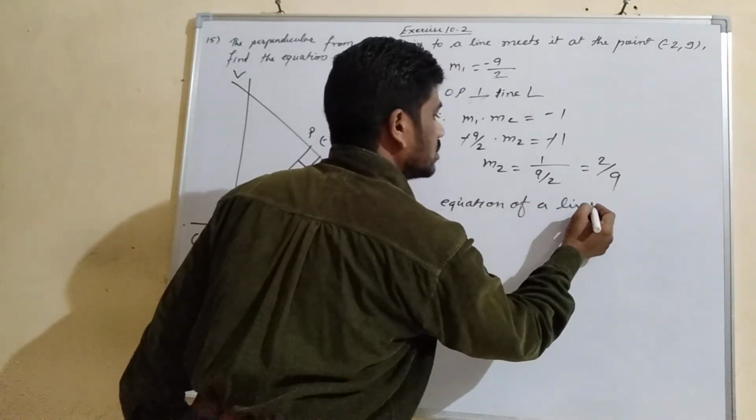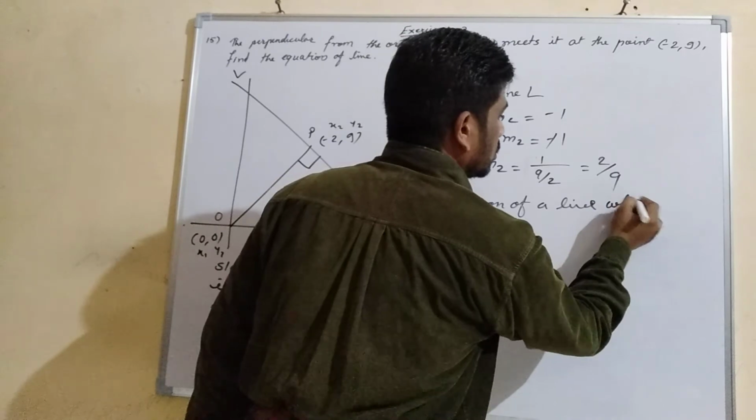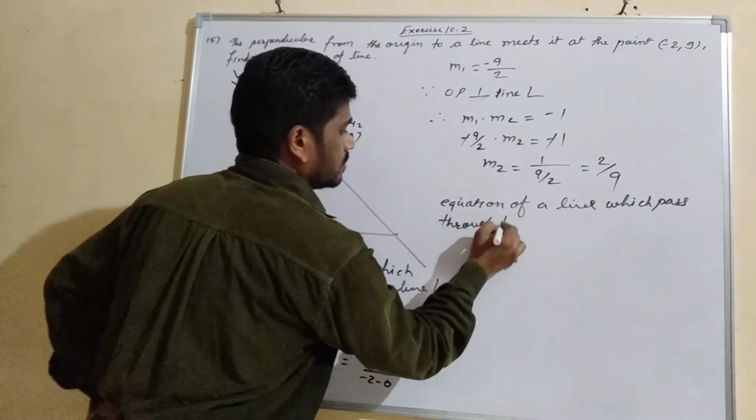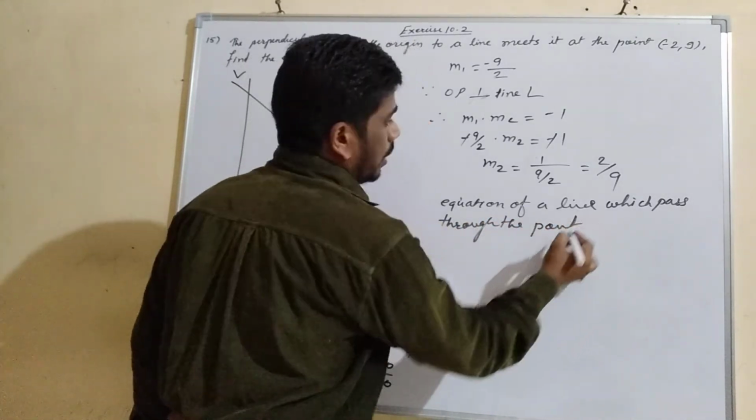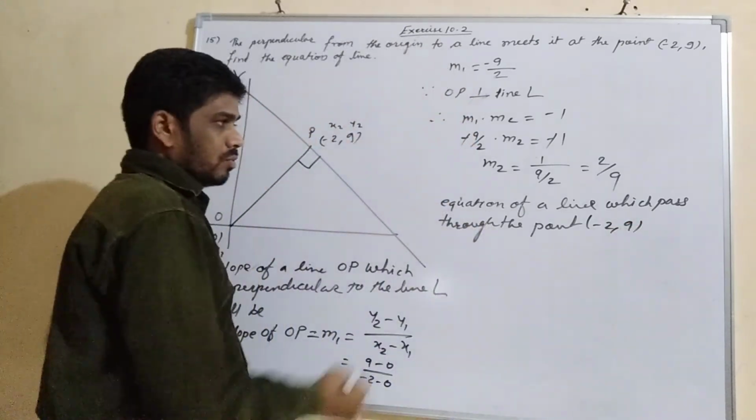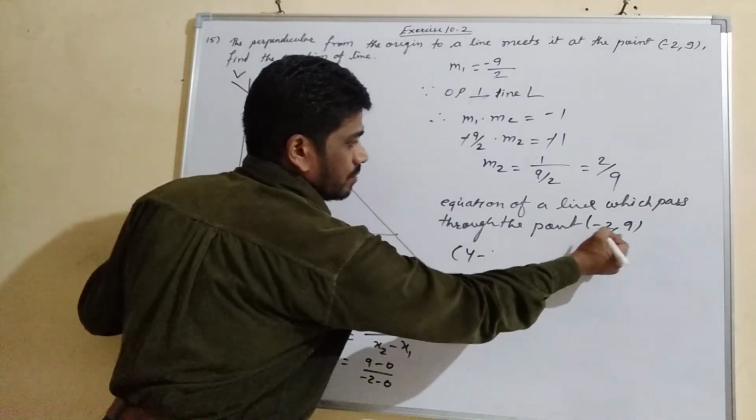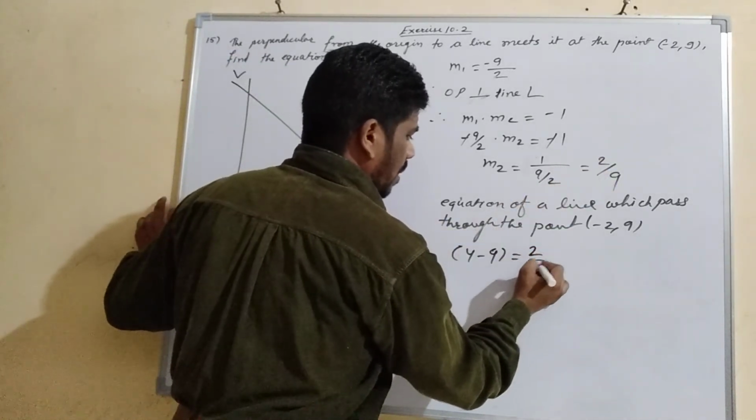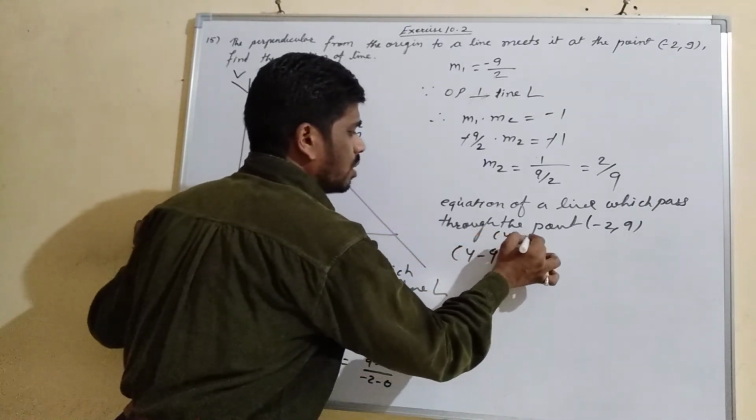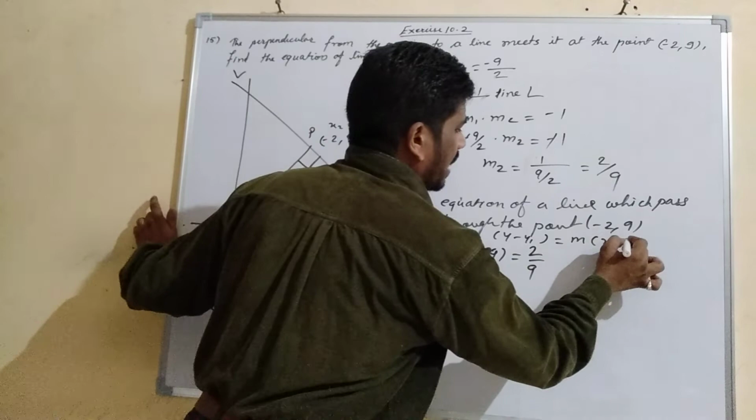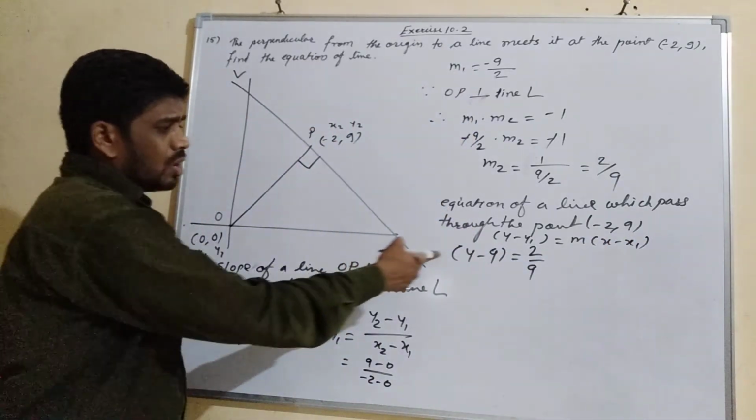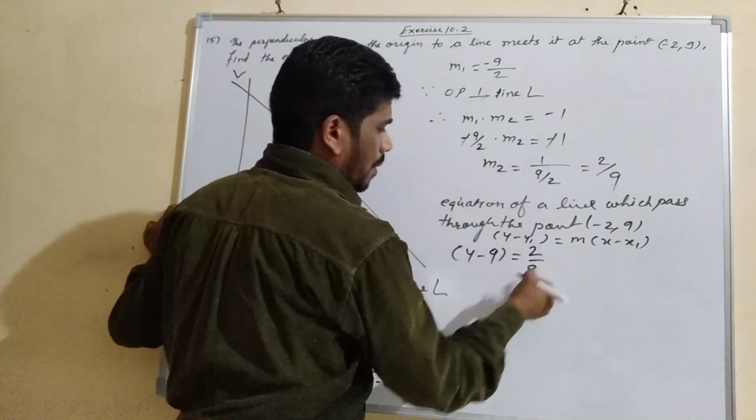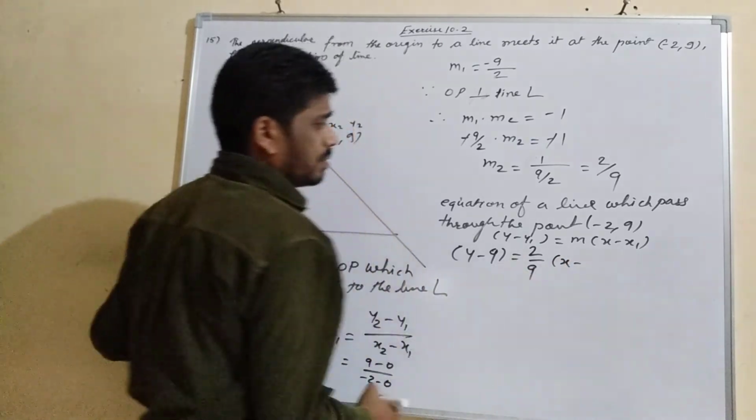Now the equation of a line which passes through the point, which point? (-2, 9), will be y minus y1, so y1 will be 9, equal to m2, which is 2 upon 9. This is the equation, y minus y1 equal to m into (x minus x1). Okay, so we are using this: y minus 9 equal to m, the slope of the line, 2 upon 9, into (x minus x1). x1 will be what? Minus 2.